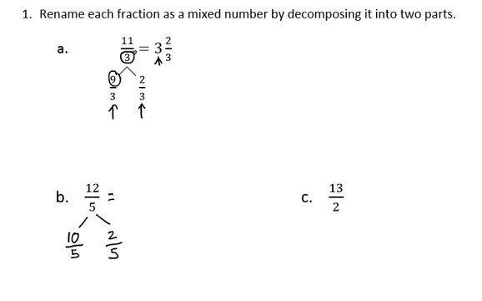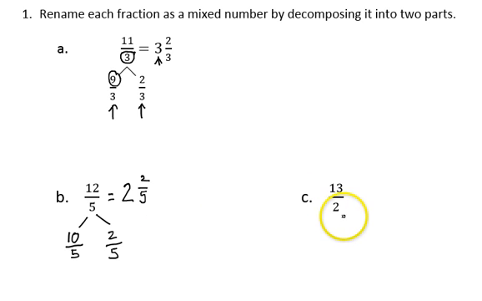Now I'll take the 10/5 and show that as 2 wholes. Since it takes 5 to make a whole and I have 10, I can make 2 wholes, and then I just include the leftover fraction. So 12/5 is equal to 2 wholes and 2/5.